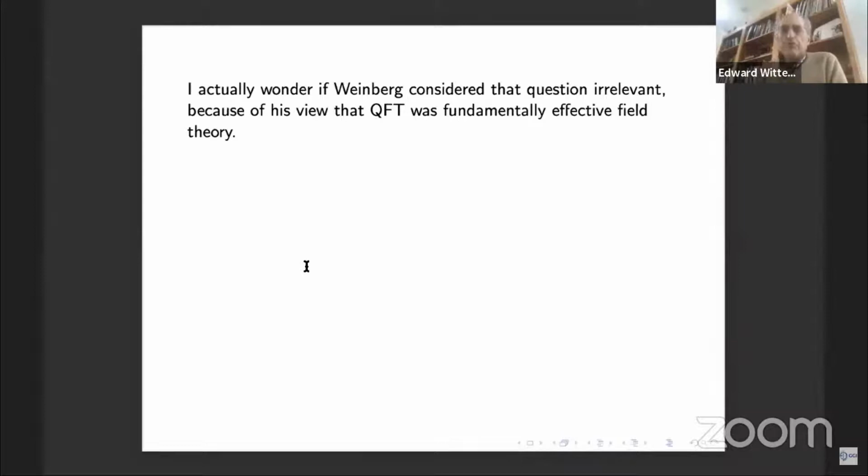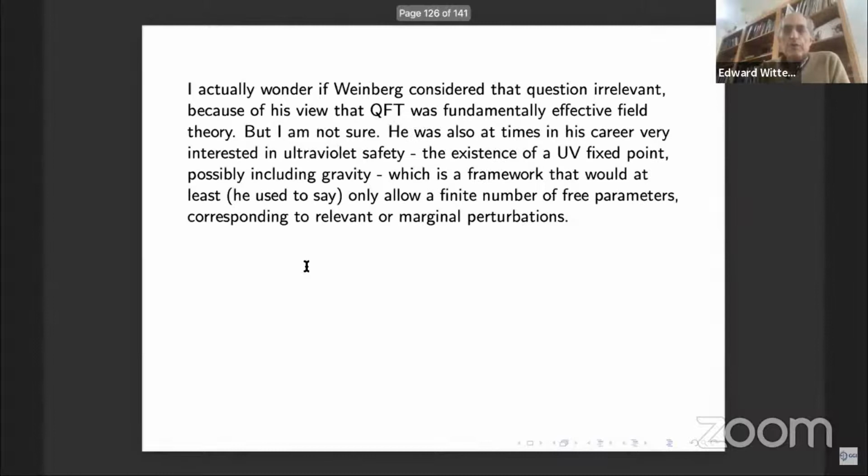I actually wonder if he considered the question irrelevant because of his view that quantum field theory was fundamentally effective field theory. But he didn't explicitly say that he considered it irrelevant either, as far as I can see. So I'm not sure. He also, at times in his career, was very interested in ultraviolet safety, the existence of a UV fixed point, possibly including gravity. And as he would usually say when he discussed ultraviolet safety, that would be a framework that would very likely allow only a finite number of free parameters corresponding to relevant or marginal perturbations. So if ultraviolet safety is correct, that would be a principle that would select a very small family of the infinite dimensional family. And maybe those are the theories that really exist non-perturbatively.